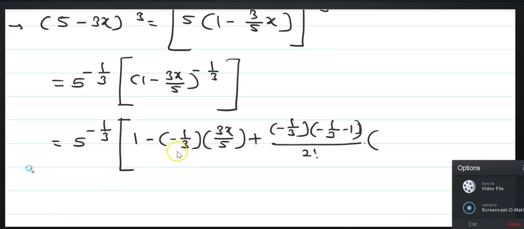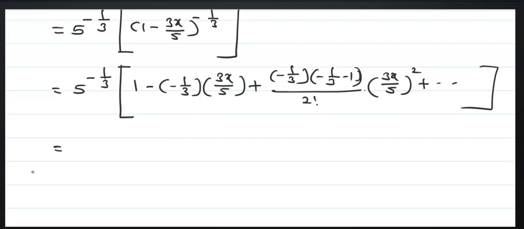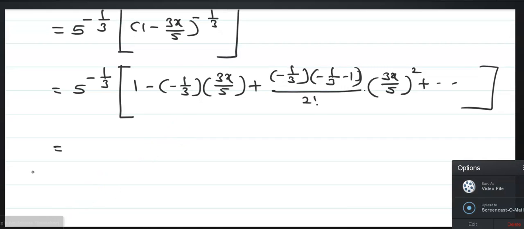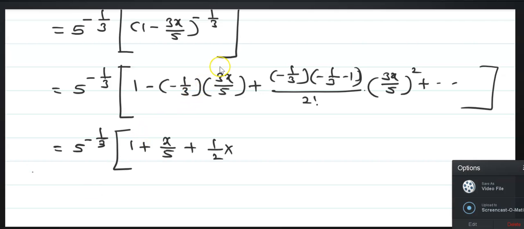This is the second term: minus 1 by 3 into (3x upon 5) to the power 1 upon 1 factorial. Now plus minus 1 by 3, minus 1 by 3 minus 1 upon 2 factorial. Next is (3x upon 5) to the power 2, and that is 5 raised to minus 1 by 3. Now what's happening here? These 3 get cancelled.